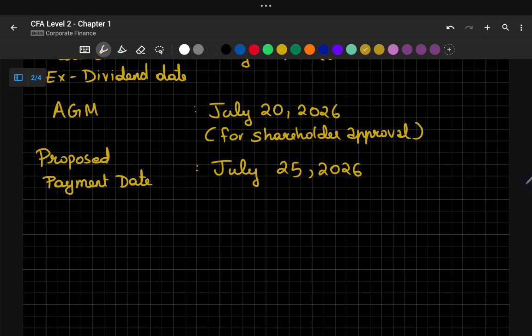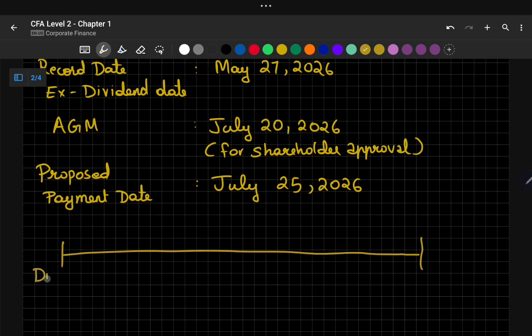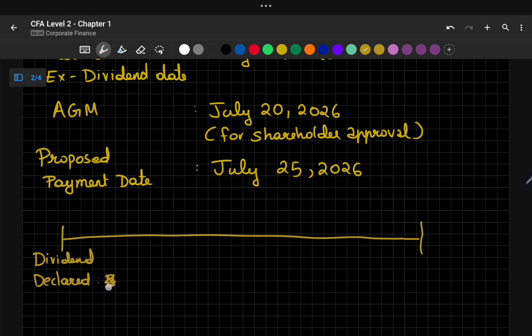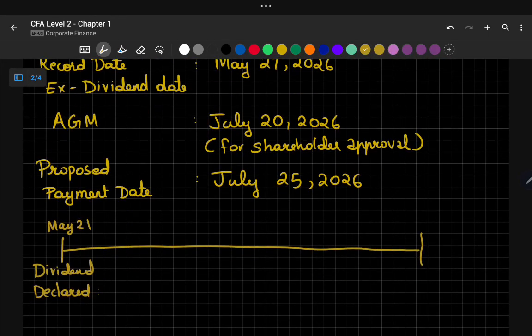So in this case, if I draw the timeline, the announcement date, that is the dividend declaration date, is May 21. Now the second thing is the record date, the date on which the company looks into its records to see who all are the shareholders of the company. So it is the record date or ex dividend date.